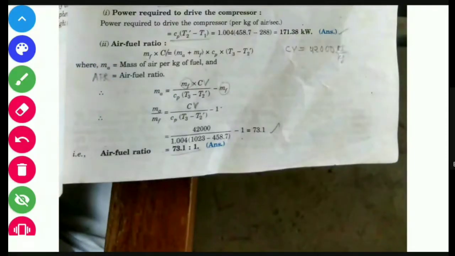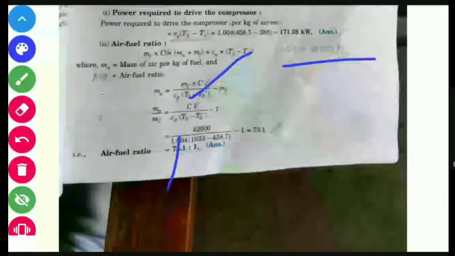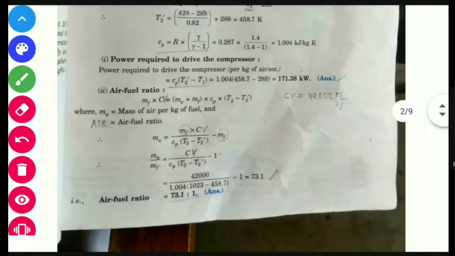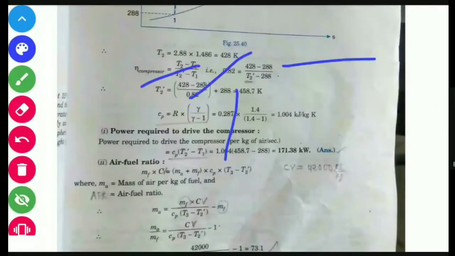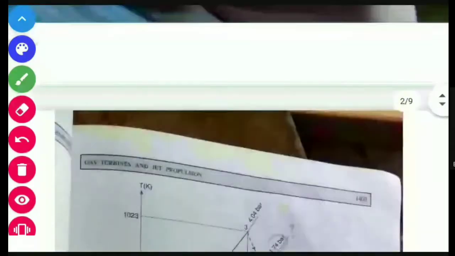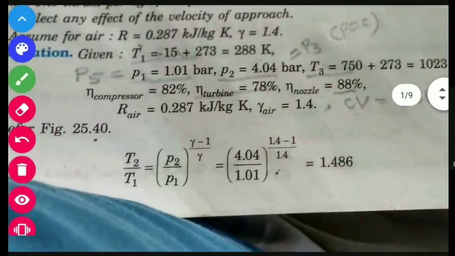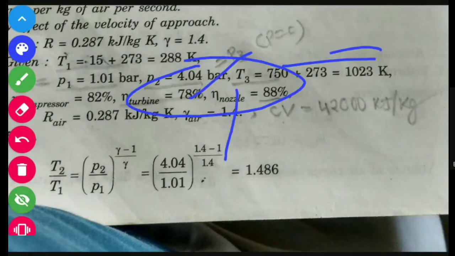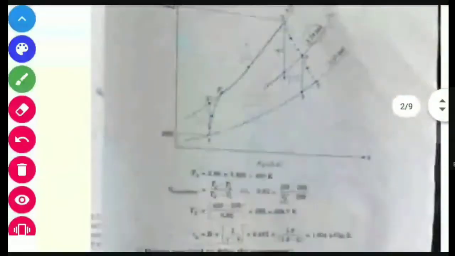Now in this equation, you know the CV value, that is 42,000, and Cp we already found, and T3 is directly given in the problem, and T2 dash we already found. You can see the data. So this is the T2 dash, and T3 is given in the problem. Anyone tell me what the T3 value is? See, 1023. Check there, 1023, right? That is the T3 value.